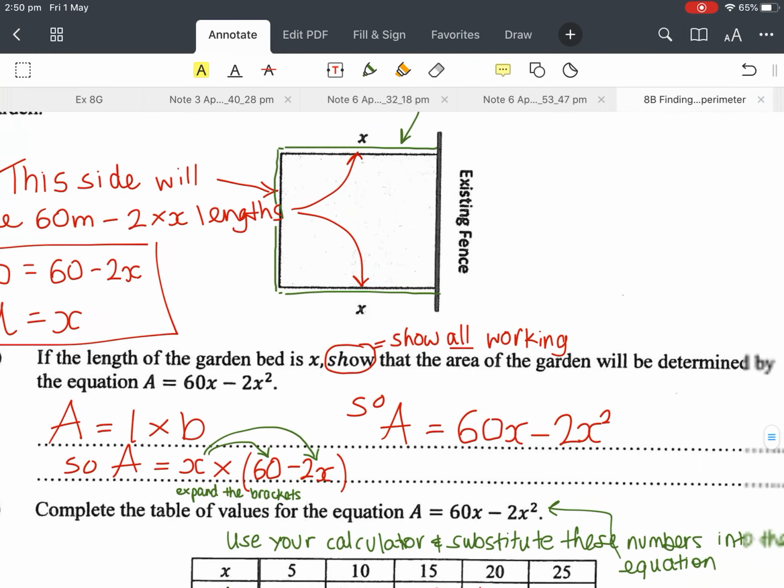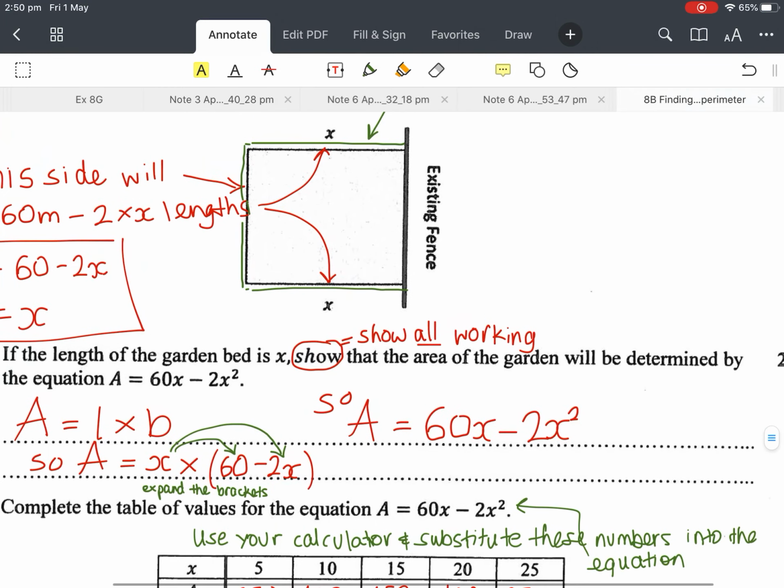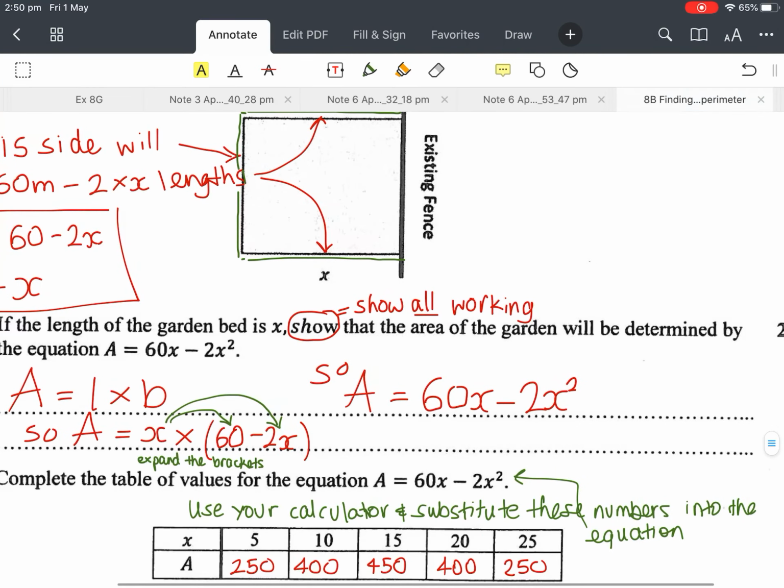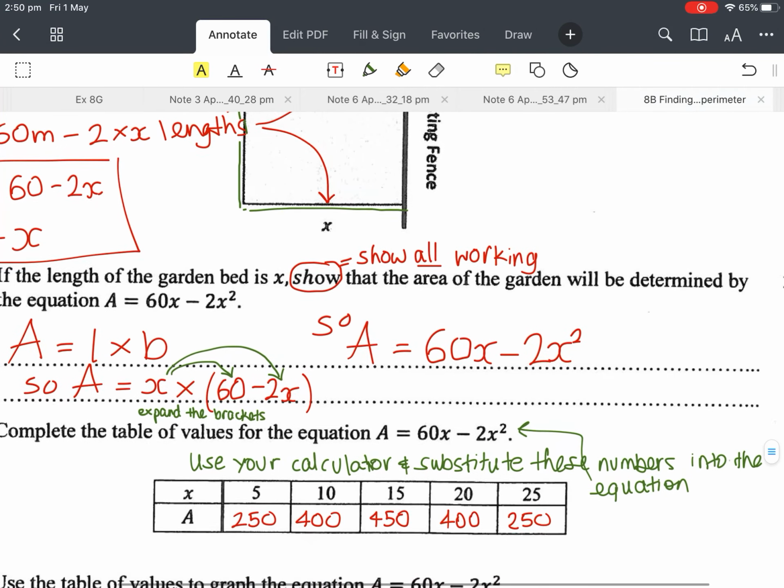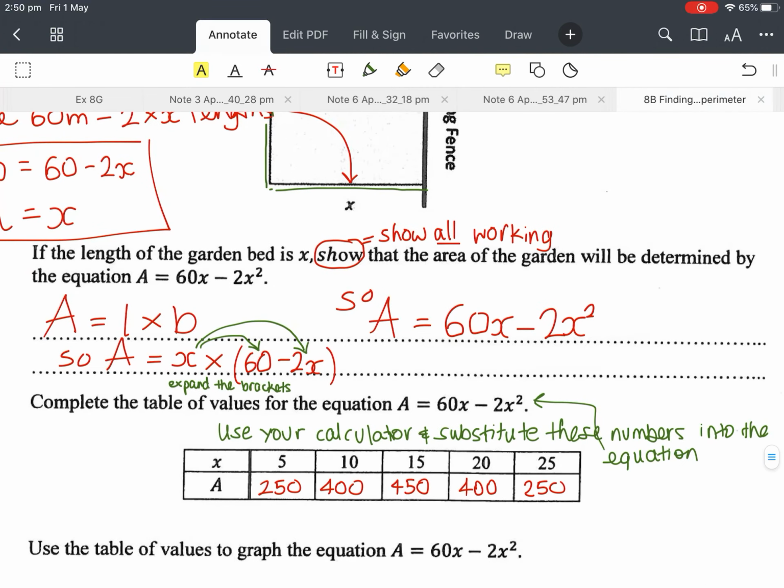Obviously here you're going to use your calculator and you're going to substitute all of these numbers into the equation. So you're going to do 60 times 5 minus 2 times 5 squared. All right, so if you've already done all that, there are the answers that I got. Check and see if you got the same. And now, can you guess what you have to do? Yes, you have to now graph that table of values.